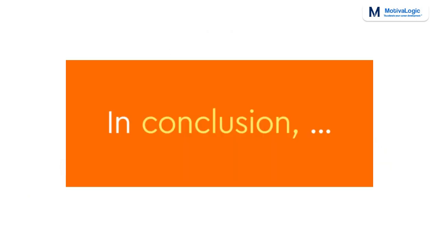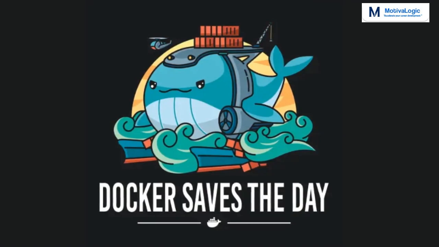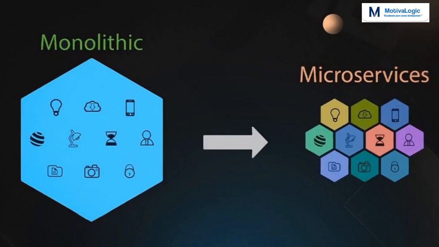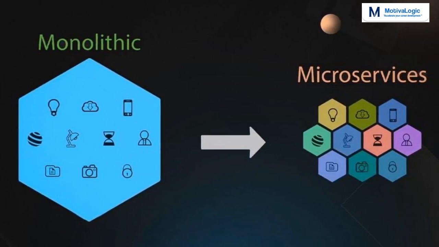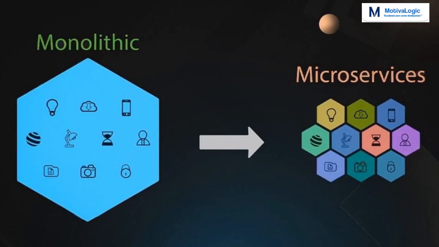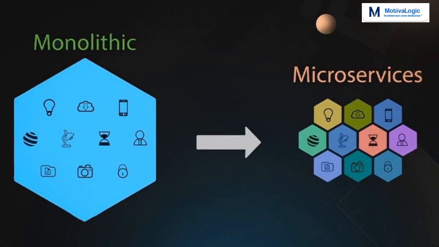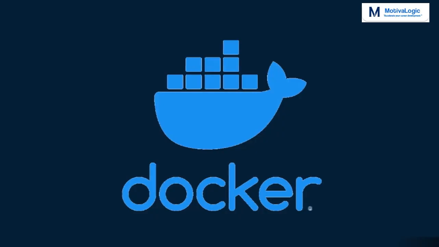In conclusion, Docker has transformed the way we build, ship, and run software. It's the ultimate tool for developers and DevOps engineers, providing consistency, portability, and efficiency. Whether you're transitioning from monolithic to microservice architecture, building CI/CD pipelines, or looking to create isolated environments for testing, Docker's containerization approach offers a modern, scalable solution. With Docker in your toolkit, you're equipped to build and deploy applications faster, with fewer headaches and more flexibility.